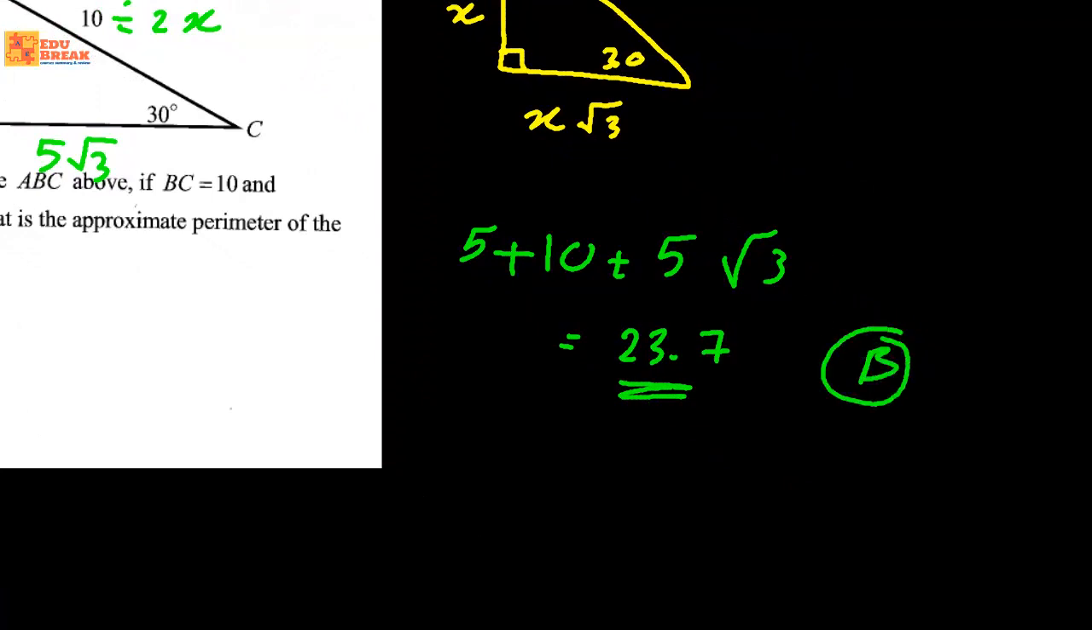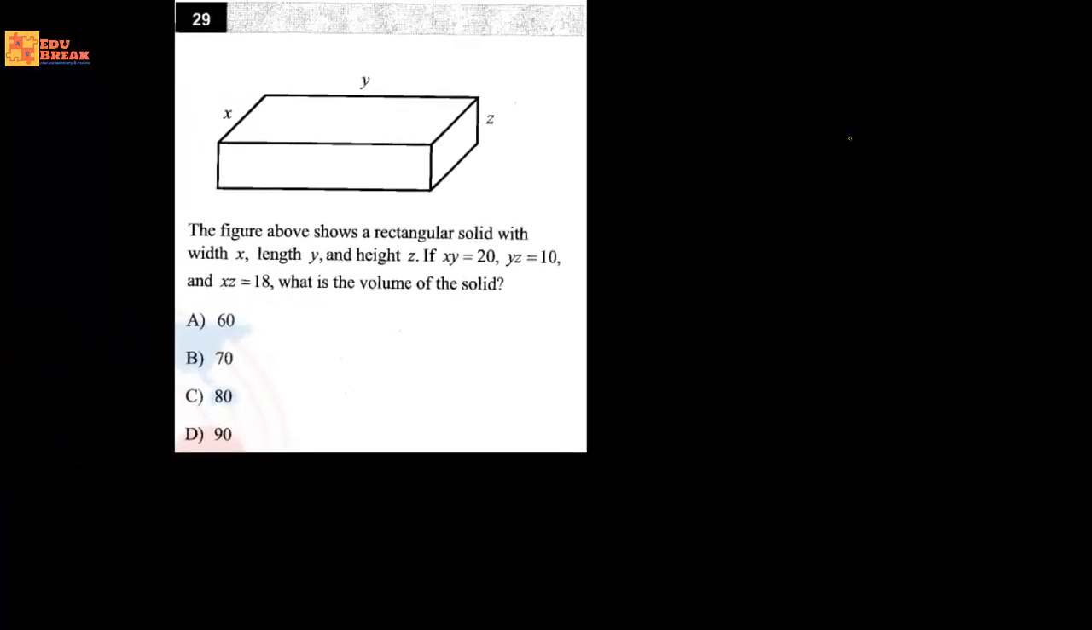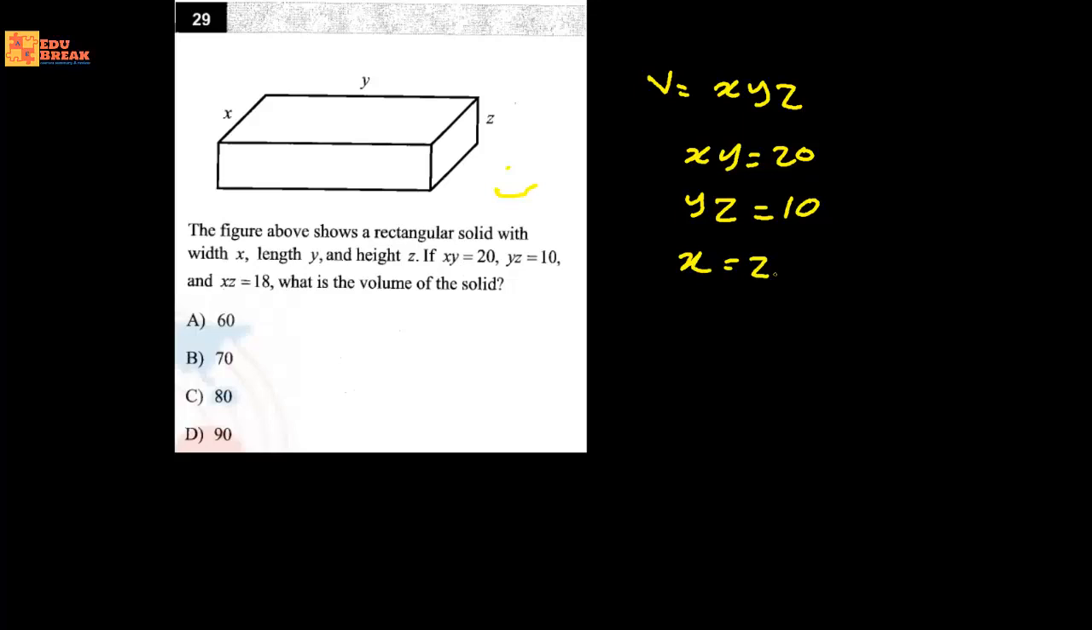Next question. The figure above shows a rectangular solid with width x, length y, and height equal to z. If xy equals 20, yz equals 10, and xz equals 18, what is the volume of the solid? You know that this is a rectangular solid, so the volume equals x times y times z. And we have x times y equals 20, y times z equals 10, and x times z equals 18.